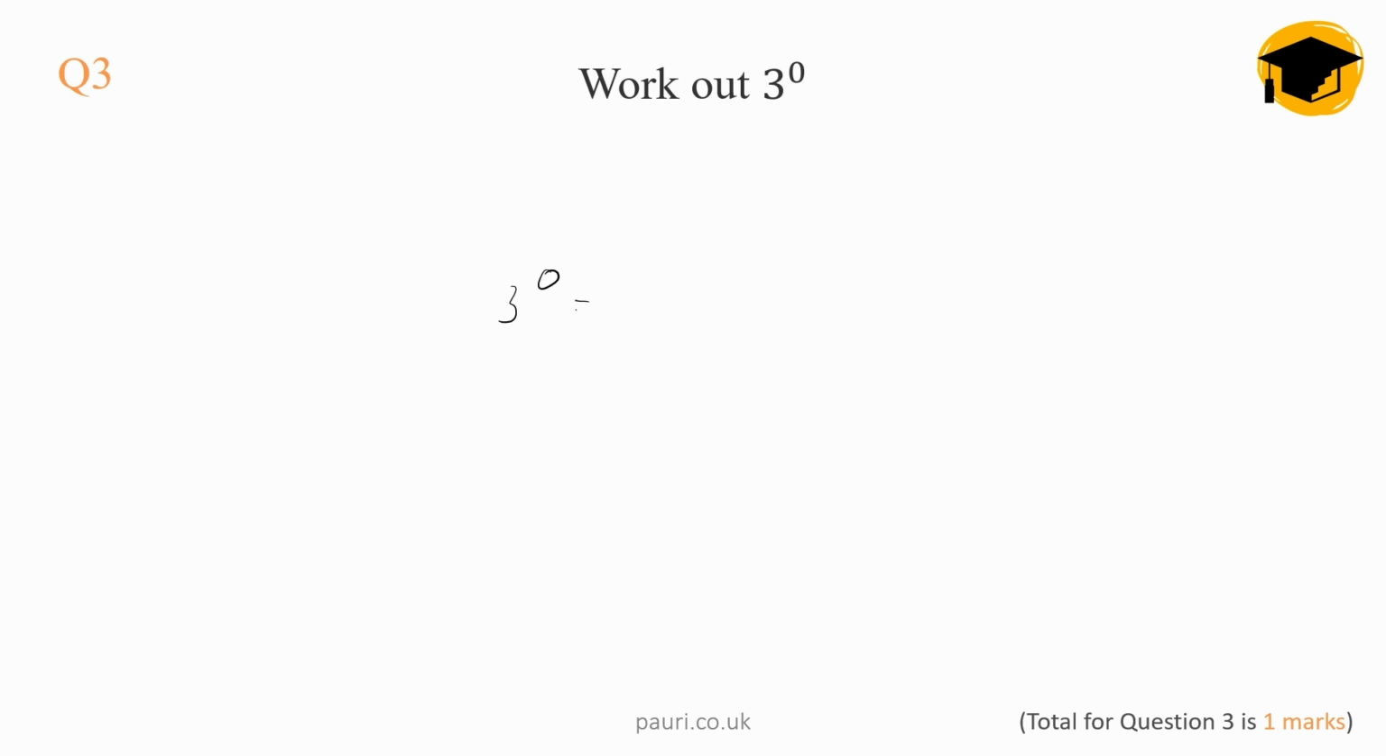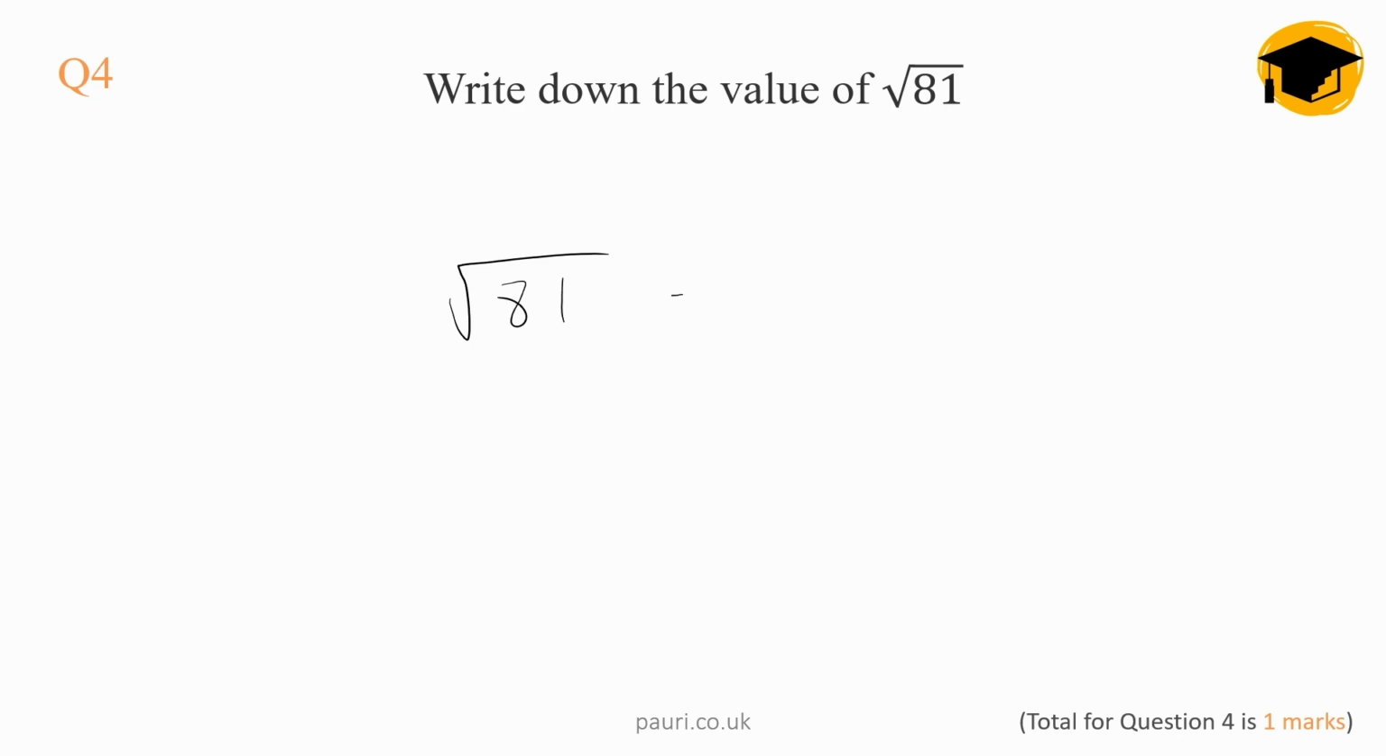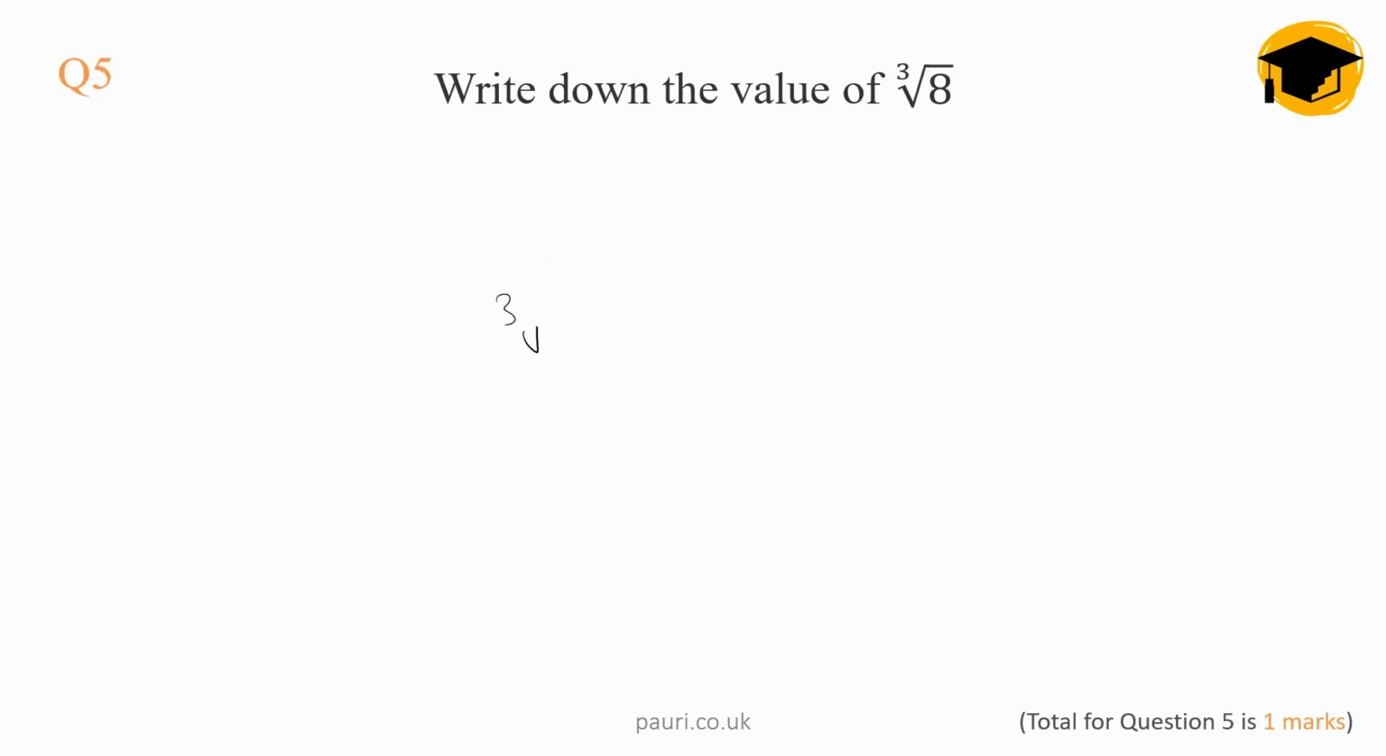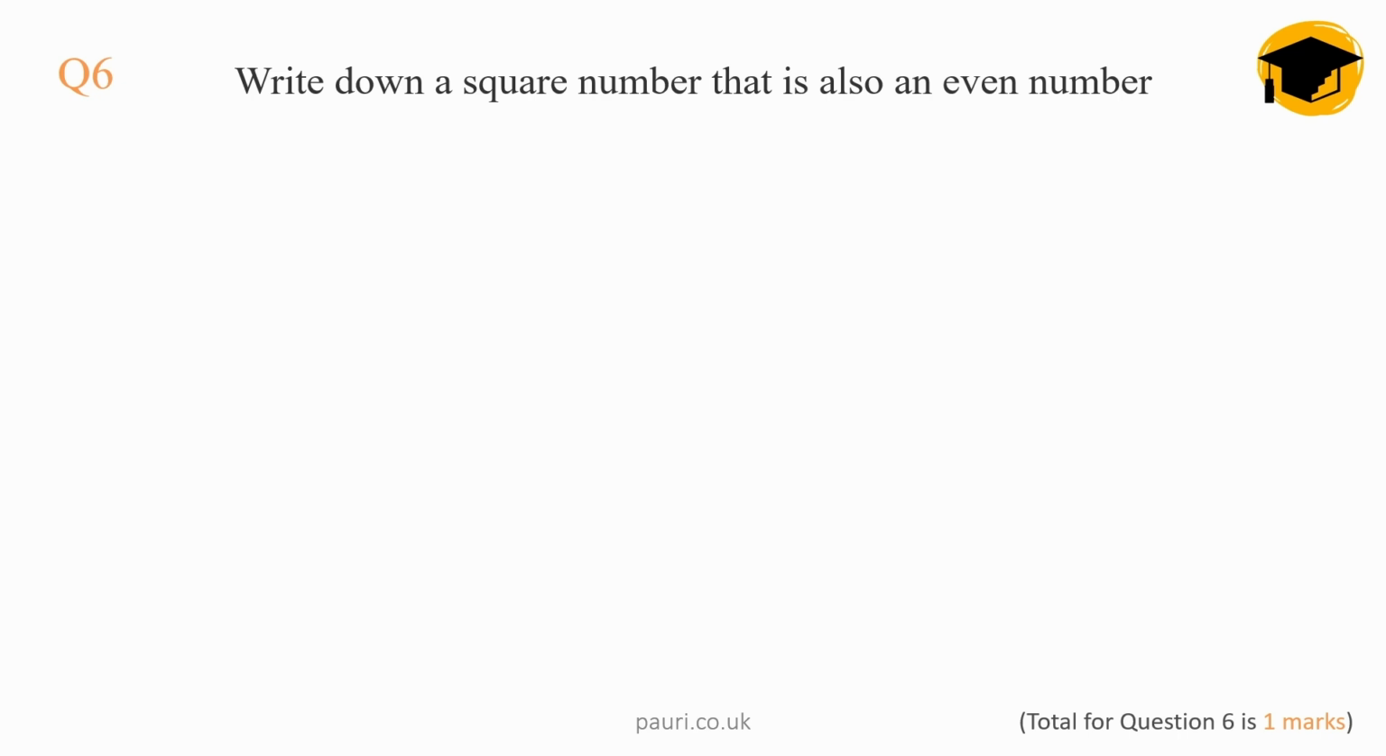Anything to the power of 0 is 1. So that's a nice, quick, easy one if you remember what to do. Number times a number gives 81. That is 9. Number times a number times a number gives 8. That is 2. And you can always check these. 2 times 2 is 4. Times 2 is 8.